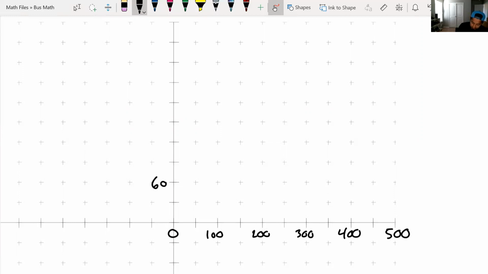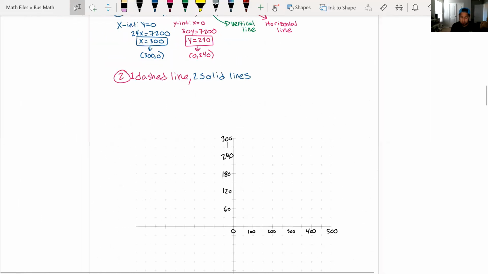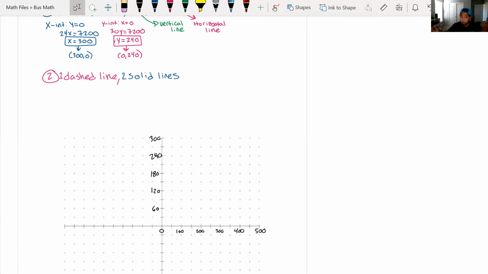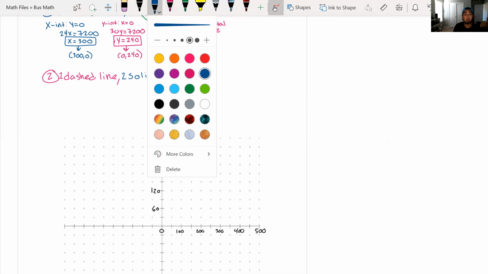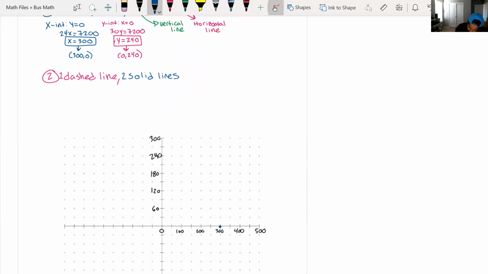So let's see, make this 60, 120, 180, 240, and 300. So I'm just making the intervals appropriate. Now let's plot the x-intercept and the y-intercept. I'll plot the x-intercept, which is at 300 and 0, right there. And then I'll plot the y-intercept, which is at 0 and 240, exactly right there. Then I will connect the line, but it's going to be dashed. Do they have a dashed line on here? No. So I'll just draw it by hand.